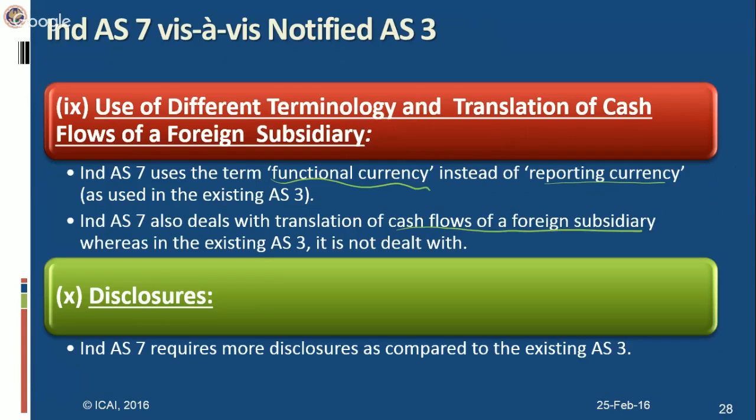What about disclosures? As you have already seen, Ind AS 7 has some more guidelines. Ind AS 7 gives some elaborate disclosures, so it requires more disclosures as compared to existing AS 3. Definitely Ind AS are principle based standards for each and every aspect of accounting. For each and every item, they have a separate mention under the disclosures, which is not covered in our existing accounting standards. So this way, we have completed the differences of Ind AS 7 vis-a-vis AS 3. This was all about cash flow statements under both sets of accounting standards.